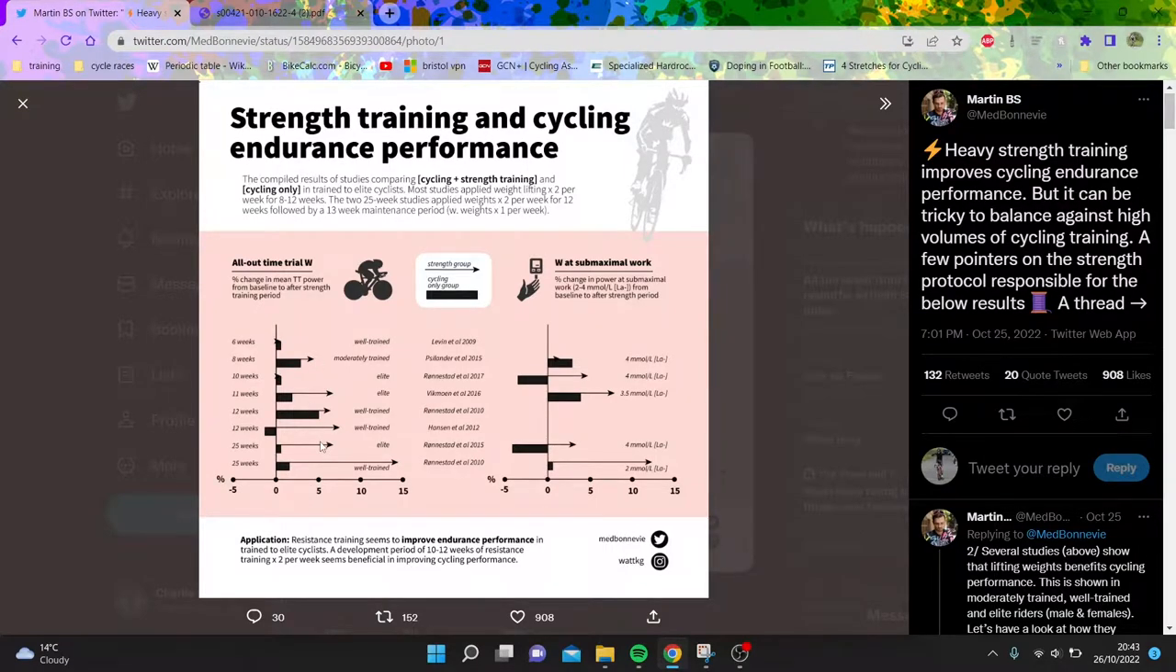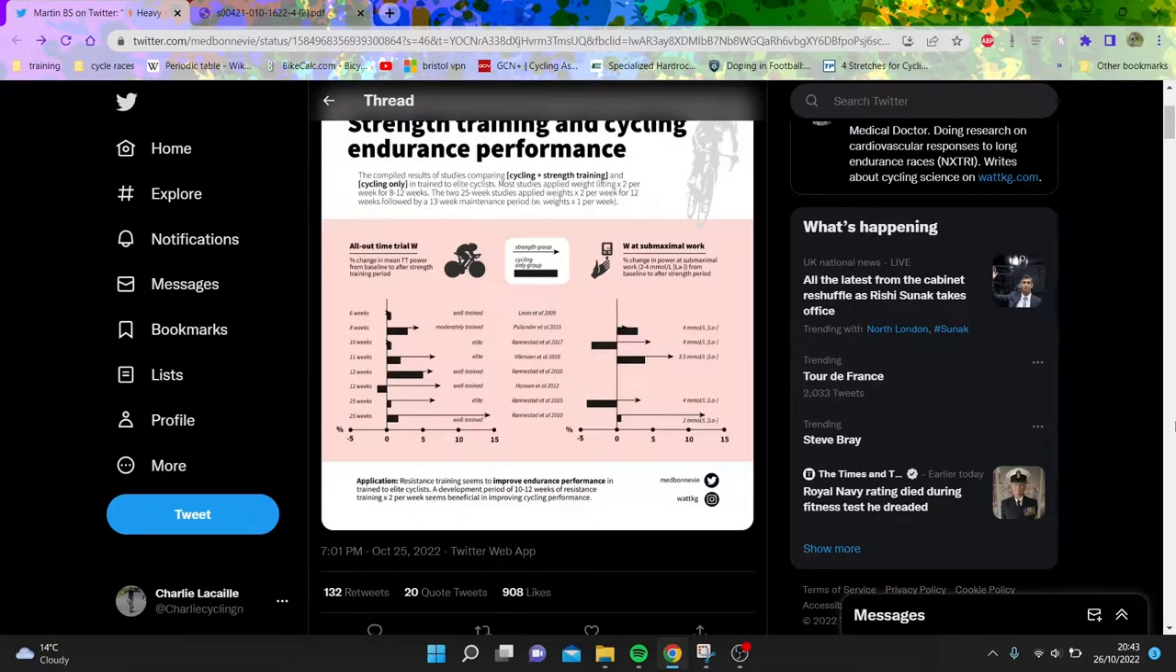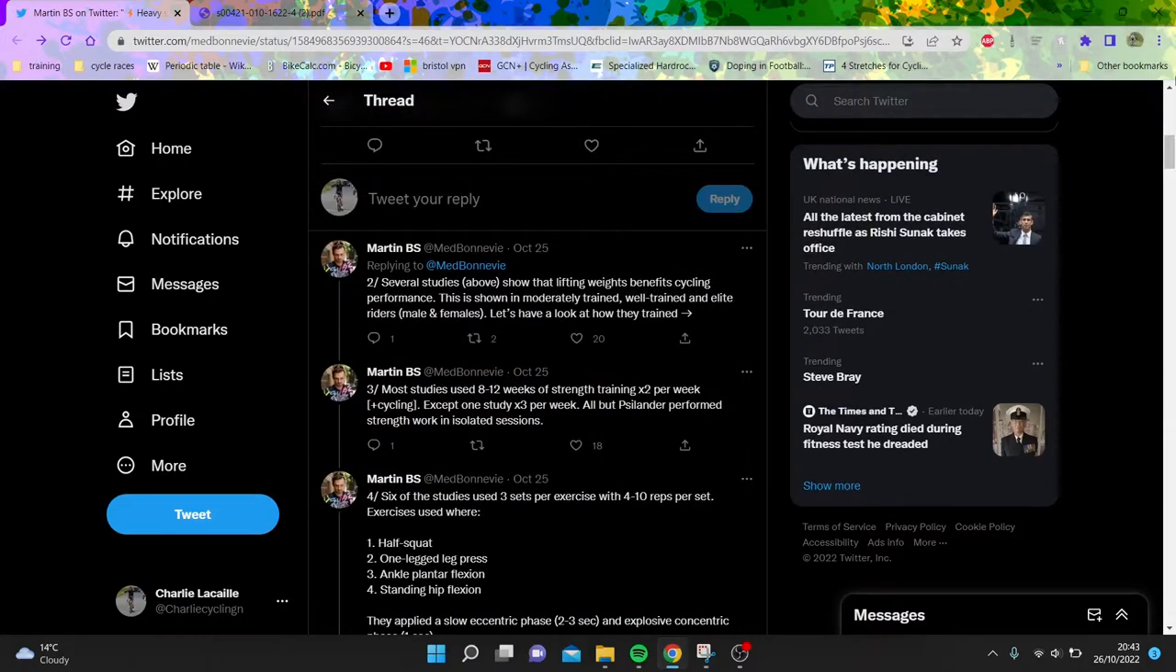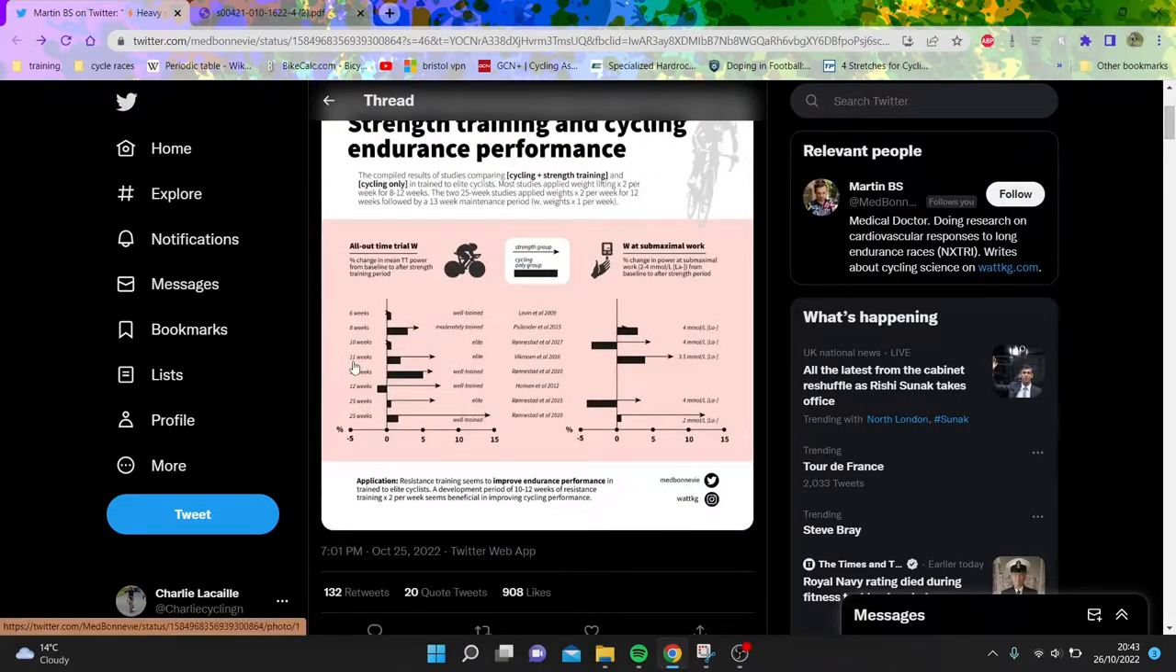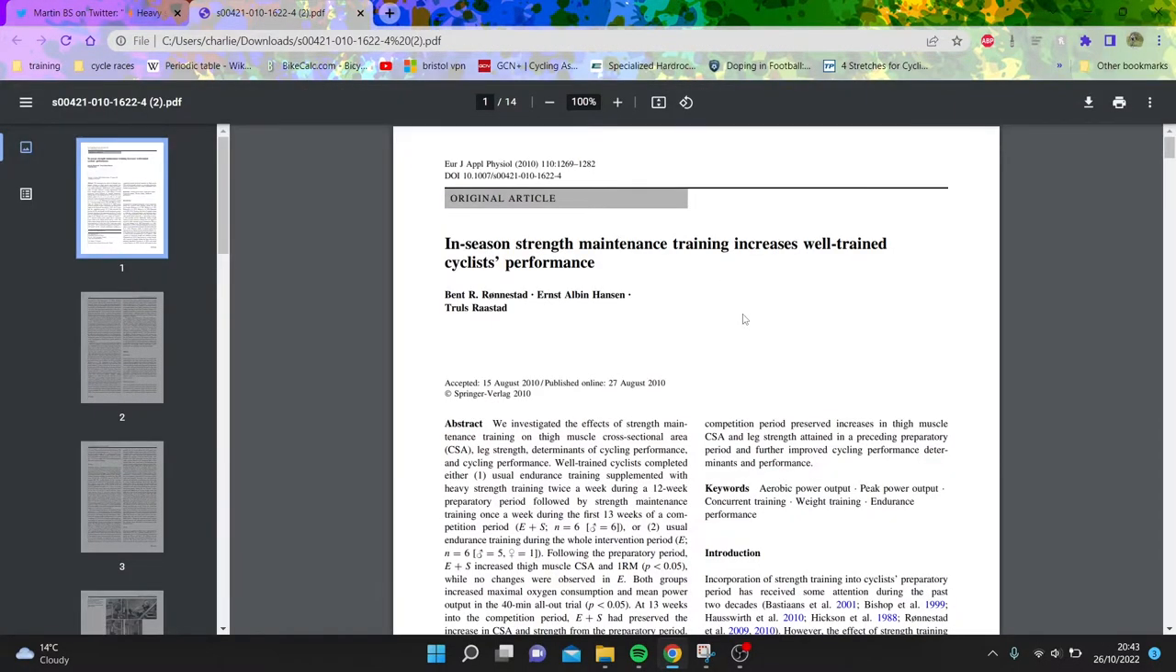So pretty good reason to know that strength training does work. Now the main issue with strength training is that you can't do it during the season. It's very hard to do it properly during the season, because with racing twice a week, it's very hard to add up. But what you'll see here is this 25-week study on well-trained athletes, and this study is very important because it says in season.